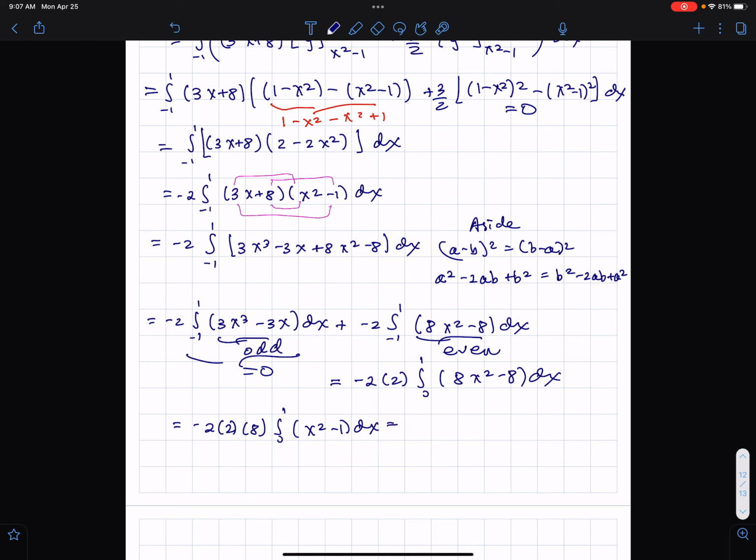So -2 times 2 is 4. -4 times 8 is -32. And then I'm going to integrate, and I have x to the third over 3 minus x, and I go from 0 to 1. When I plug in 0, everything is 0. If I put in x as 1, I just replace it with 1. 1 to the third is 1. So I have -32 times 1/3 minus 1. So it's -32 times -2/3, which is 64 over 3.